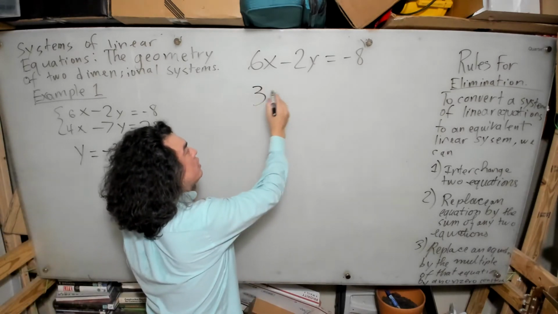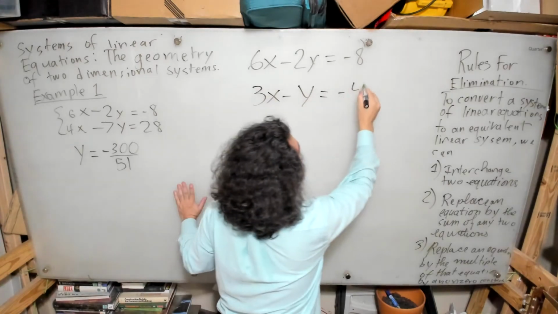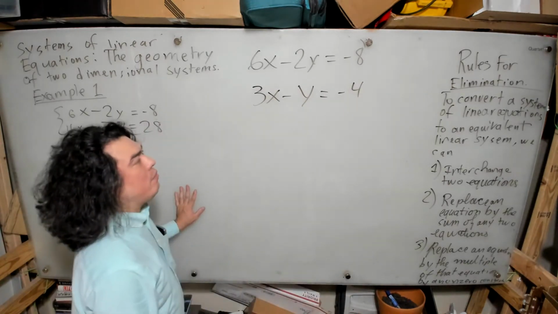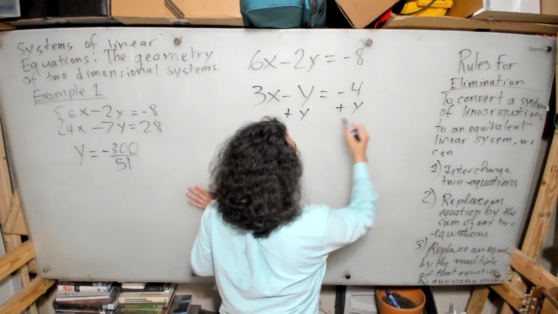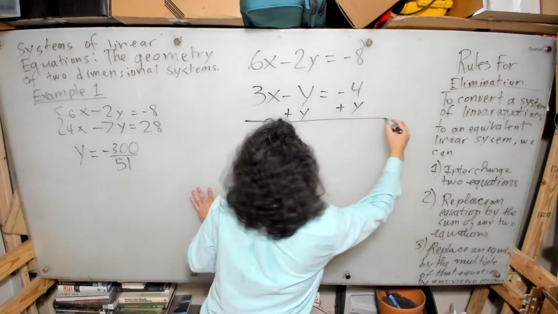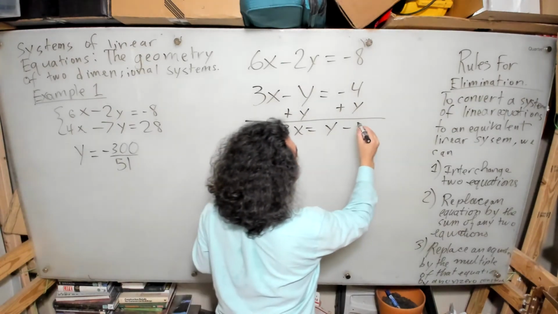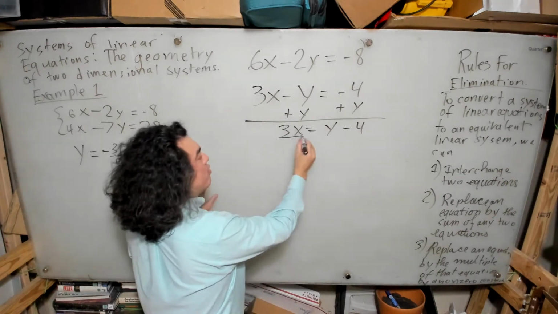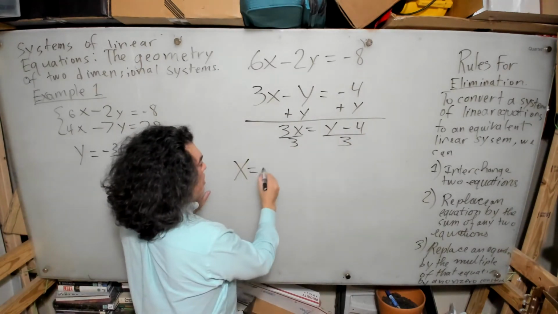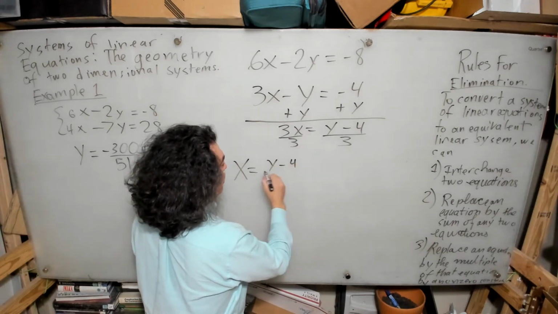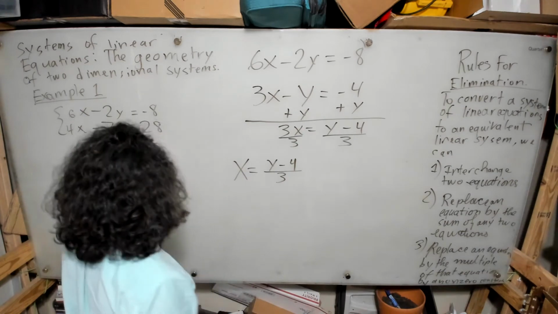So 3 times x minus y is equal to negative 4. Let me now add the y to the other side, because I want to get the x by itself, right? And so here I've gotten 3x is equal to y minus 4. Then I can divide by 3 both sides, and I get that x must be y minus 4 divided by 3. Okay? So now I can plug in.